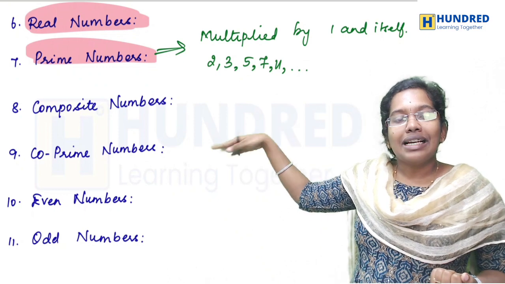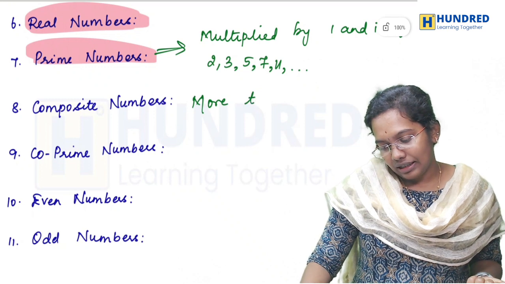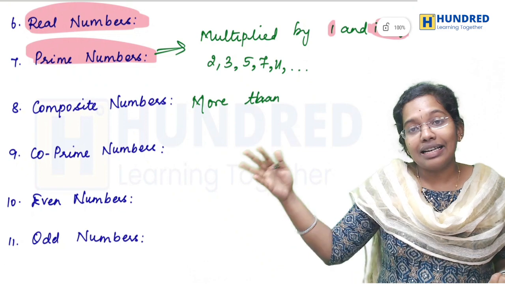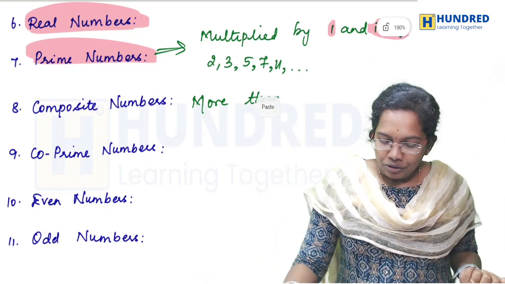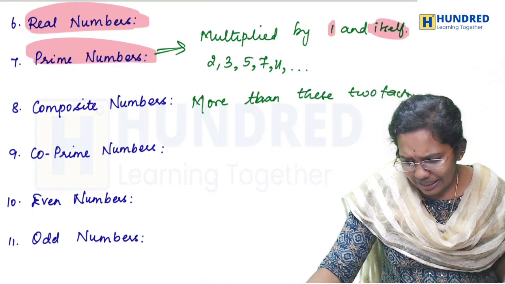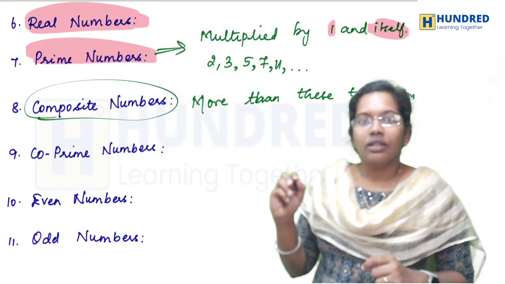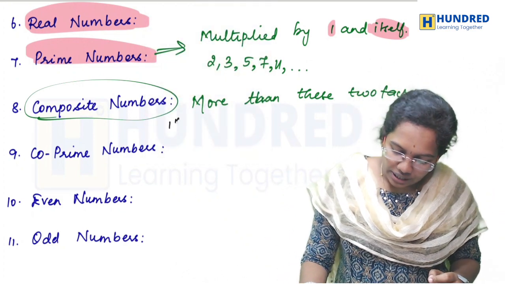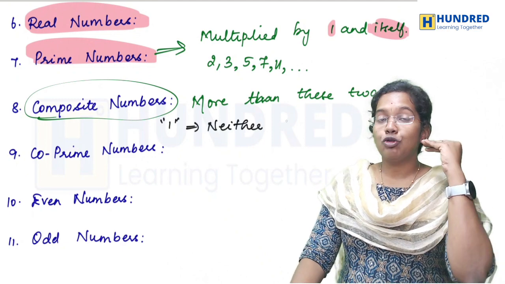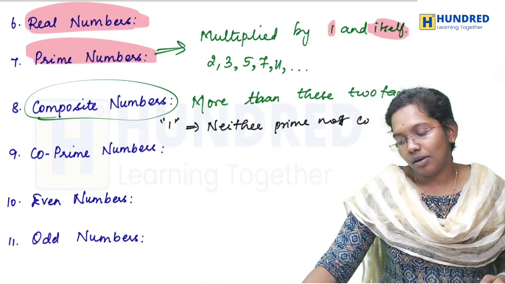What are composite numbers? Composite numbers have more than 2 factors. What are the 2 factors? 1 and itself. Other than that, if it has other factors also, then it is called a composite number. Here you will have a doubt: what about 1? The number 1 is neither prime nor composite. You have to remember this.